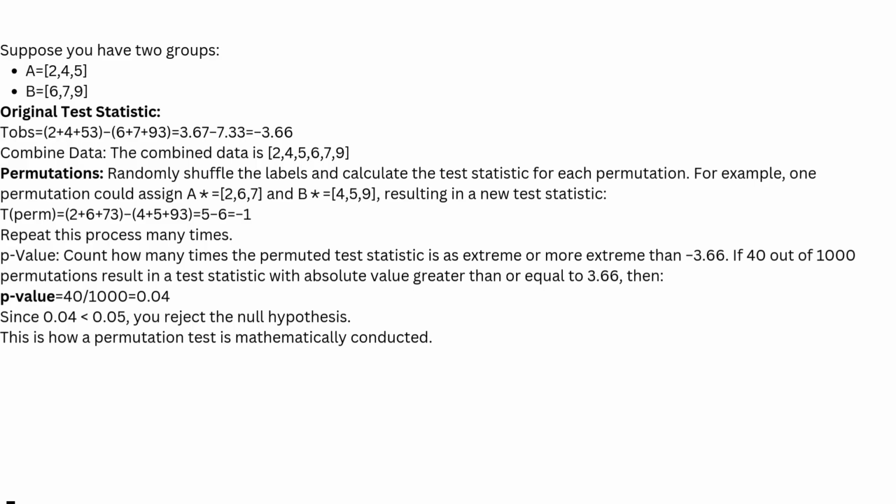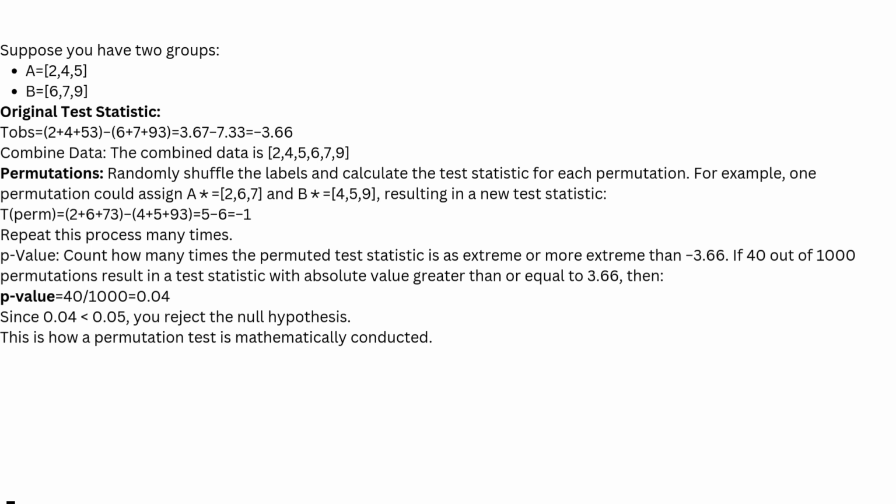Here I have the example of a permutation test that I have done in my copy. Suppose you have two groups A and B, where at first I found the original test statistics of these two groups. After that, I combined the groups and I found the permutations of randomly shuffled labels.